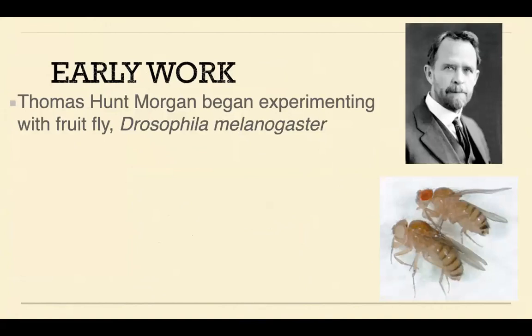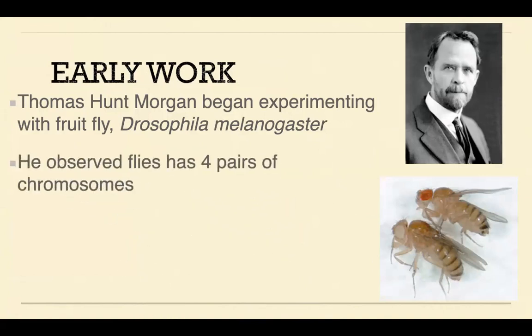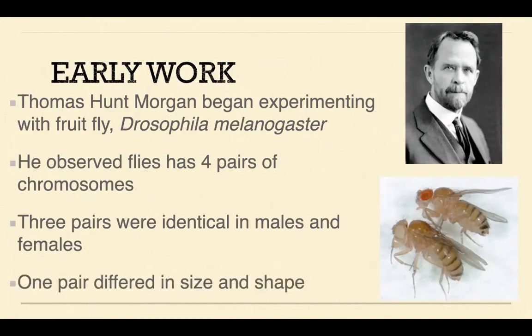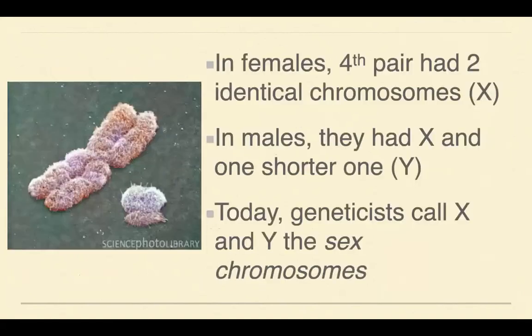experiments by Thomas Hunt Morgan with our friend Drosophila. These are the fruit flies, Drosophila melanogaster. He observed that these flies have 4 pairs of chromosomes. 3 of those pairs were identical between males and females, but 1 pair was different in size and shape. In females, the 4th pair had 2 identical chromosomes, which they called X, and in males, they had an X and a shorter one, the Y. Today, these are called the sex chromosomes.